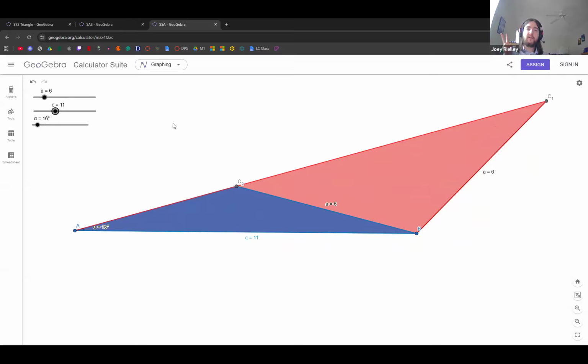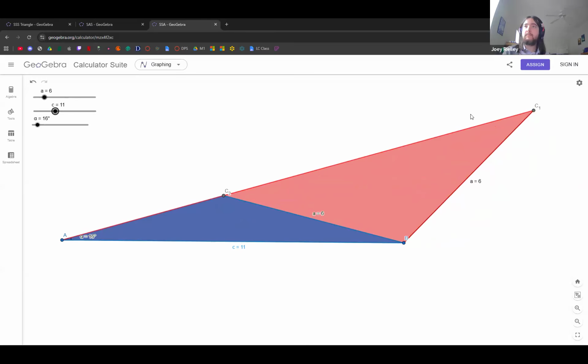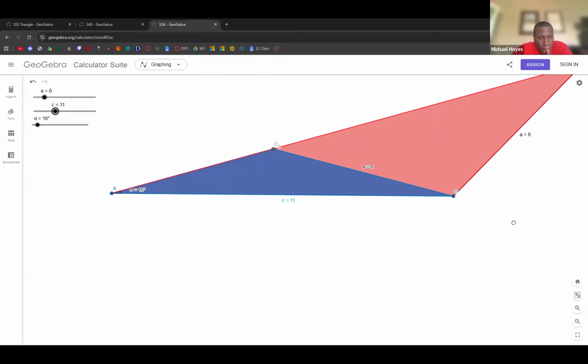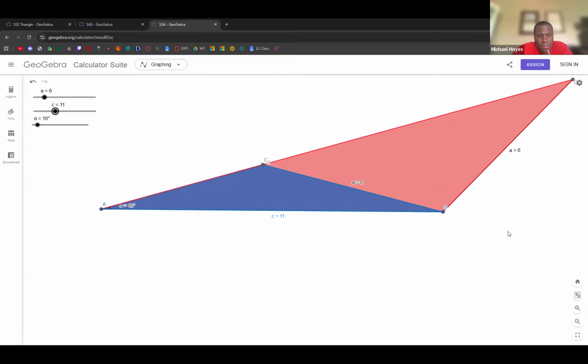So the difference between the two triangles is what side length is the longest, right? Yeah. In the red triangle, the longest side length is the big top side, AC. In the blue triangle, the longest is the side length equal to little c. That is true.